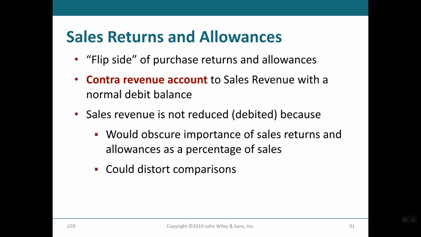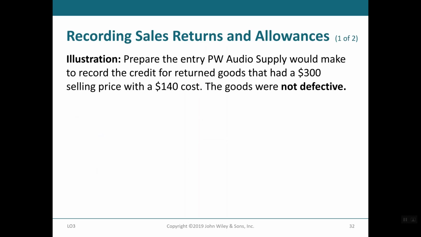Sales revenue is not debited because it would obscure the importance of sales returns and allowances as a percentage of the sales. That's why we do not debit the sales revenue. It could also distort comparisons from one season to another, or from one company to another. So we have a contra revenue account, which is the sales returns and allowances account. Okay, so how do we record sales returns and allowances?